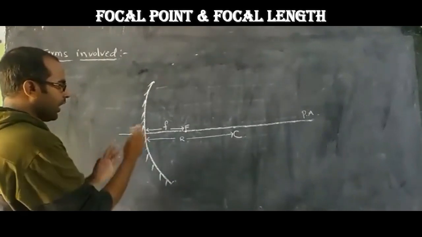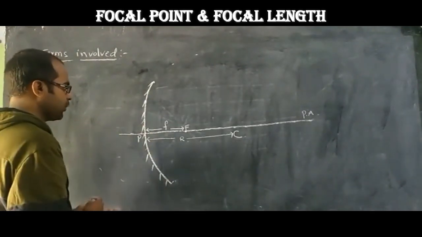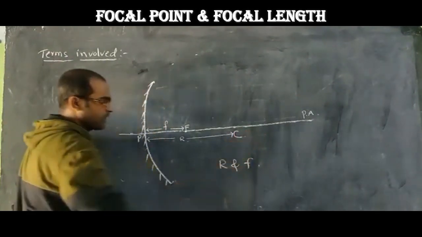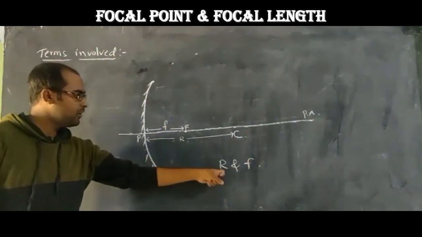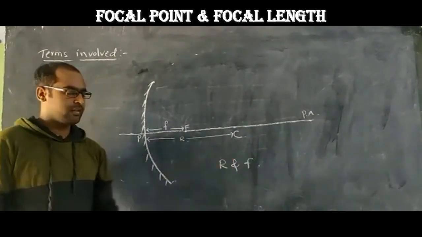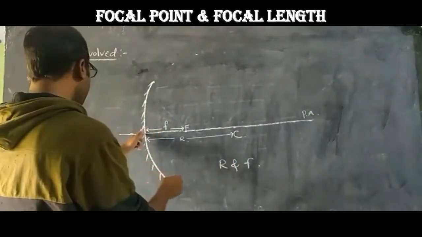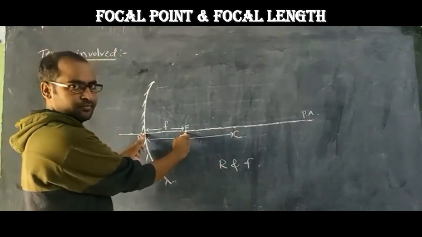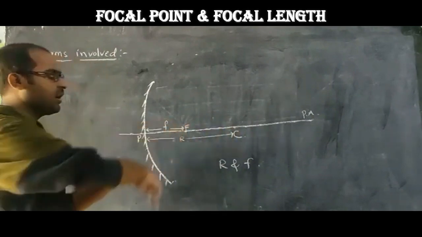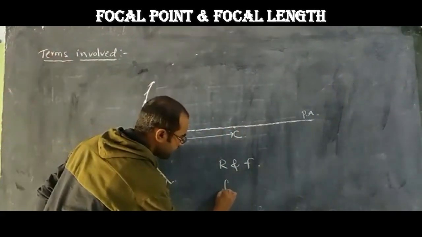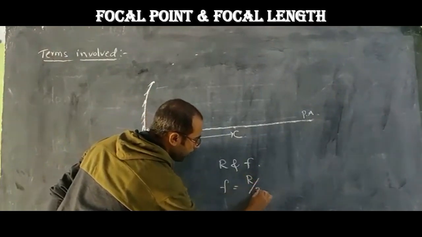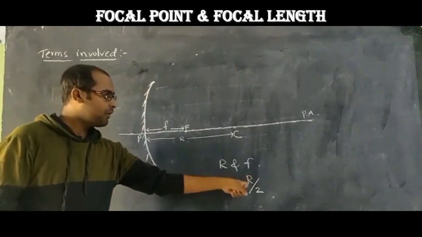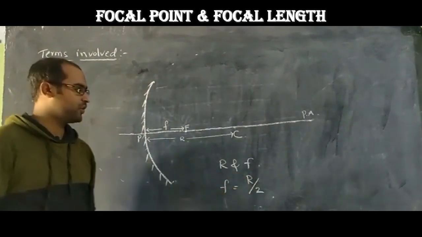Aperture of the mirror. Now let us find out the relation between R and F, the relation between radius of curvature and focal length. You observe here, compared to the radius of curvature, the focal length is half. That means F equals R by 2. That means the focal length is half the radius of curvature.